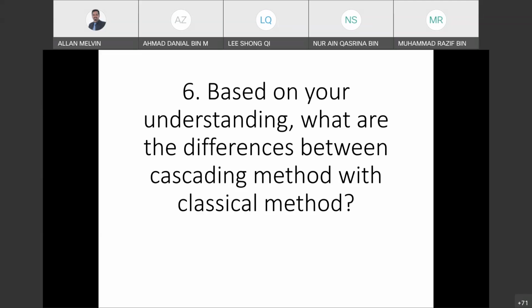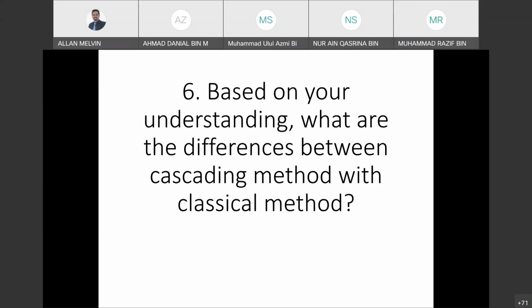Well, you dah biasa buat classical maksudnya you tak ada step-step lah. You start dari bawah, dari compressor, you design sampai actuator. So you don't have a particular method of designing. Cascading method you dah tengok, dia ada group changing valve, dia ada cara few steps lah that you need to follow. Okay, so based on your understanding, what are the differences between cascading method and classical method? Anyone can try? Can I try it, sir?